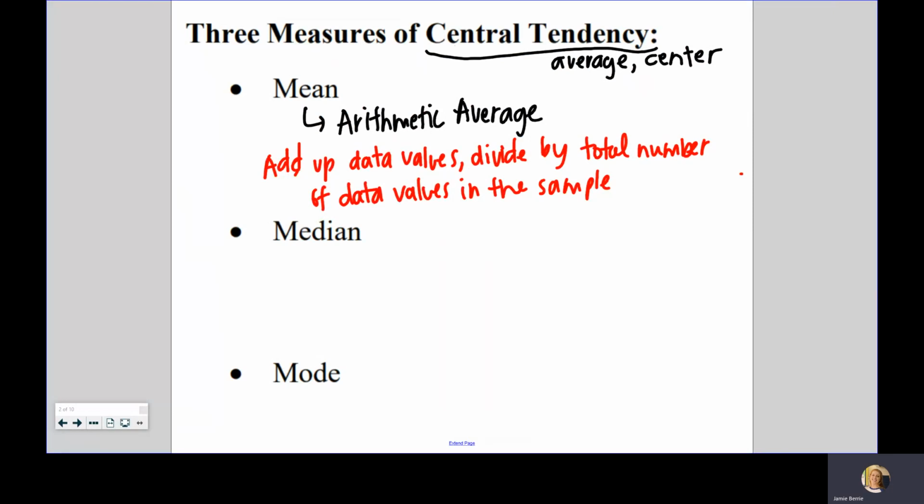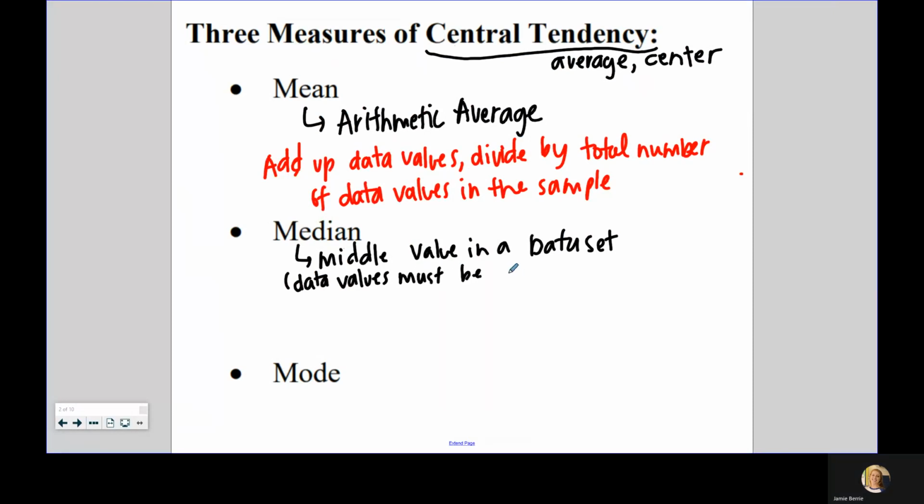I'm going to come back and talk about the symbols for these. The median is the middle of the data set. So it's the middle value in a data set. And very, very important, in order for you to find the median, the data values must be in order from smallest to biggest.